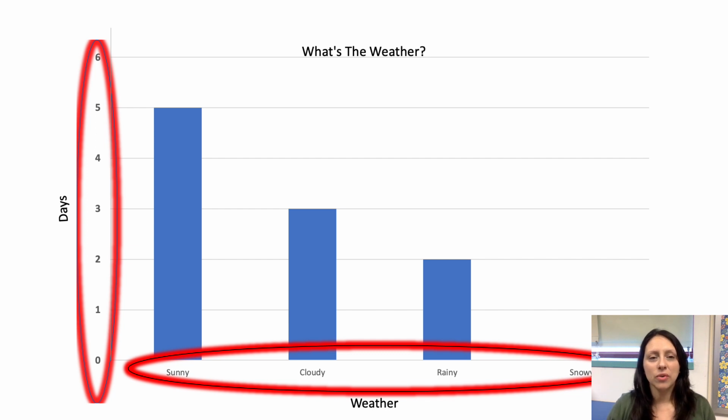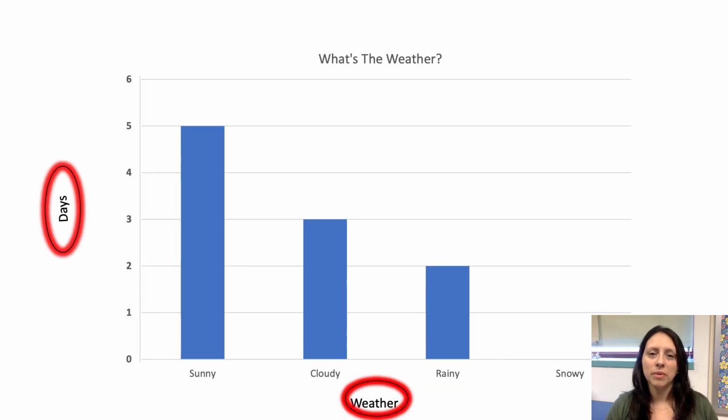Let's take a look at the vertical line. Next to the vertical line, there are numbers. Can you read those numbers? Those numbers go from 0 to 6. Take a look at the words near the horizontal line at the bottom of the graph. Can you read any of those words? The first word says sunny, the second word says cloudy, the third word says rainy, and the last word says snowy.